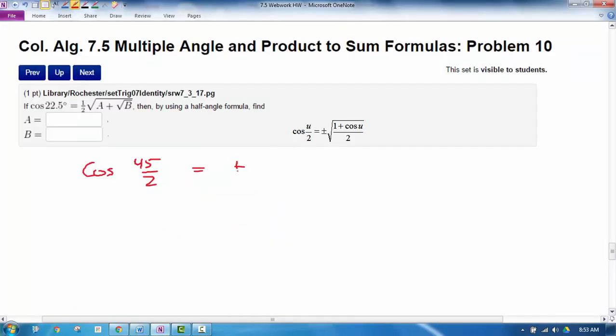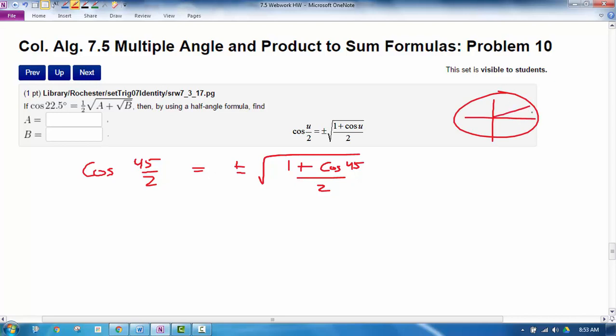So it's plus or minus the square root of 1 plus the cosine of u, all over 2. Now u is 45, so that'd be the cosine of 45 all over 2. Now 22.5, we know that's positive because the cosine of 22.5 is a positive number right here along the x-axis. So I don't need the plus or minus, I'm just going to use the positive.